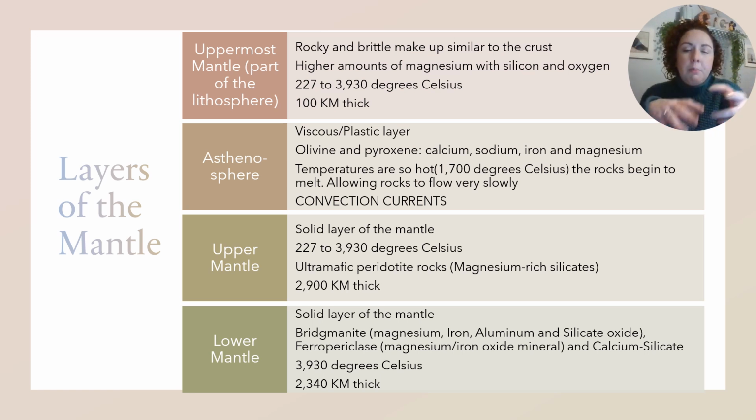Now, the chemical makeup of this, it's mainly olivine, however you want to say it, and pyroxene, which is essentially just fancy rock terms for saying calcium, sodium, iron, and magnesium. That's what's going on. Temperatures are so hot, we're sitting at about 1,700 degrees Celsius, to where the rock begins to kind of melt. This is where, if you were to imagine metamorphic rocks, this is where metamorphic rocks are hanging out. Because the rocks are starting to melt, they're able to actually flow very slowly. And they flow thanks to this heating and cooling cycling called convection currents.